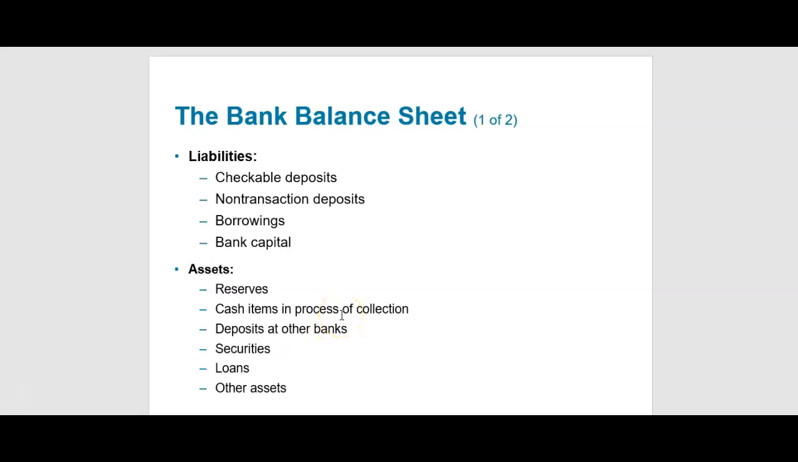The cash items in process of collection, this is when you deposit a check in your bank. Say I'm depositing in Chase a check that is coming from Bank of America. Once I put that check in, the cash is not moved automatically, so it will be cash items in process of collection. That's a large item, by the way, between banks. Deposits at other banks, these are the deposits from your bank into the other banks. So cash item in process of collection is the deposit, for example, from Bank of America into Chase, and the deposit at other banks is the deposit from Chase at Bank of America and others.